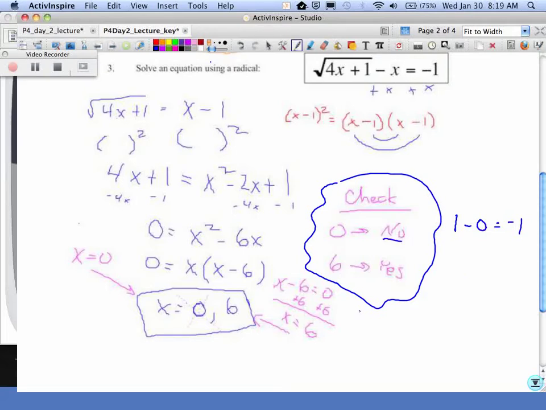When you plug in 6, what's 4 times 6? Plus 1? Square root of 25? Minus 6, is that equal to negative 1? Yes. So again, here's your answer, 0 and 6. But let's make sure you have the dotted line x through your 0. Only the 6 is working. The 0 is, again, an extraneous solution.